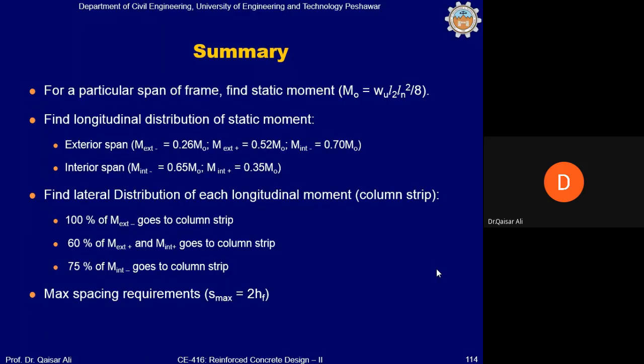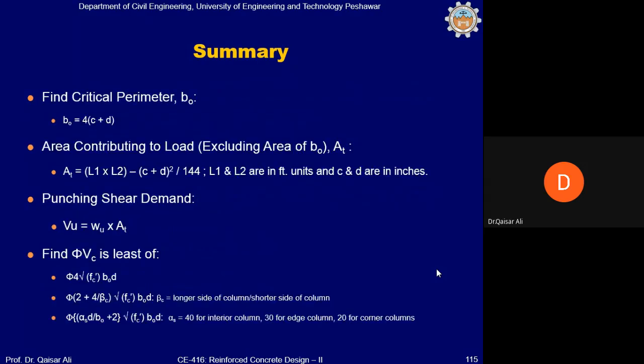For a particular span of frame, we will find first of all the static moment, then we distribute this longitudinally and then laterally, with the maximum spacing requirement. These are the punching shear equations.